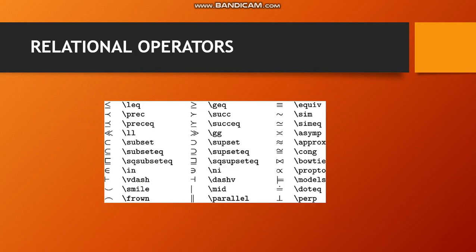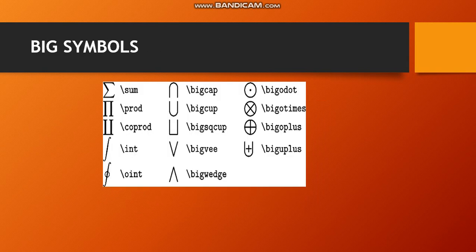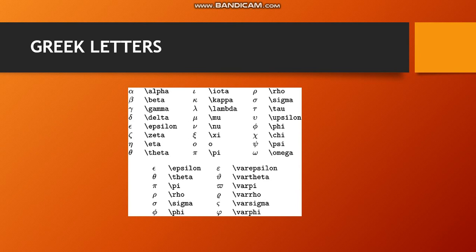Alright, now we have also the relational operators, some arrows, and the big symbols. The first one is the summation symbol. We use that one especially if you wish to add all the specific numbers that you want to add. And then what else? The Greek letters. We have the alpha, the beta, the gamma, the delta. Those are the four most common.